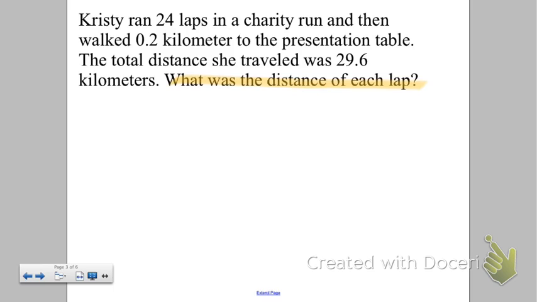The big difference between this problem and the previous word problem is that the previous problem told us the variable. Here we don't have the variable, so I'm just going to call it x. I'm going to let x equal the distance of each lap. So we need to make sure that we include what that variable is. We can't just have a variable and not have it represent everything.